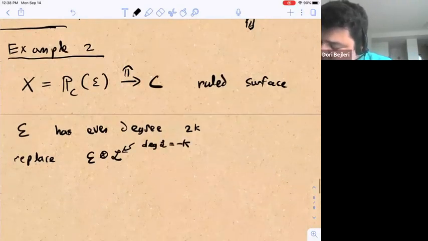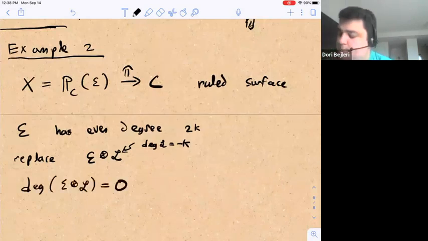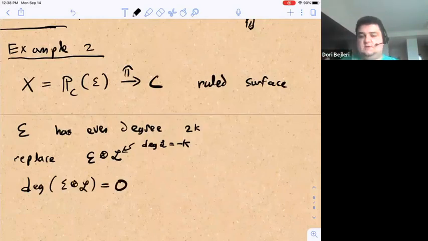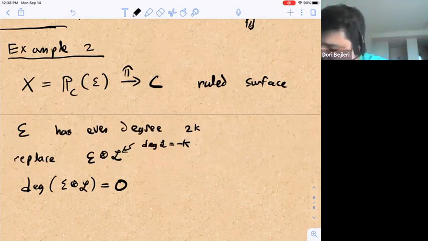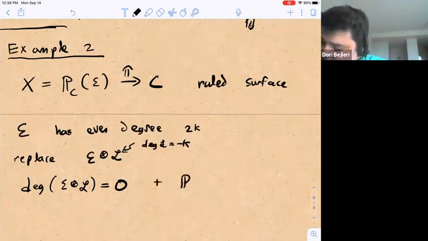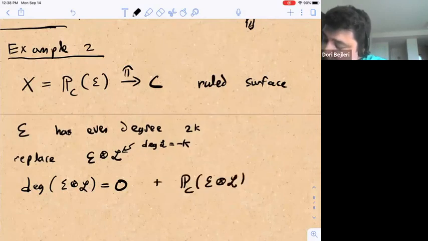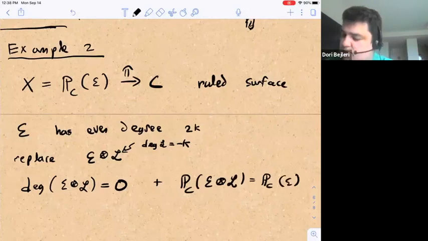And then the degree of E tensor L will be 0. But on the other hand, if you tensor a vector bundle with a line bundle, it doesn't change the projectivization, because when you're projectivizing, everything's up to scaling, and tensoring by a line bundle is just scaling inside the fibers. So P of E tensor L is the same as P of E. So without loss of generality, we can just assume that E has degree 0.